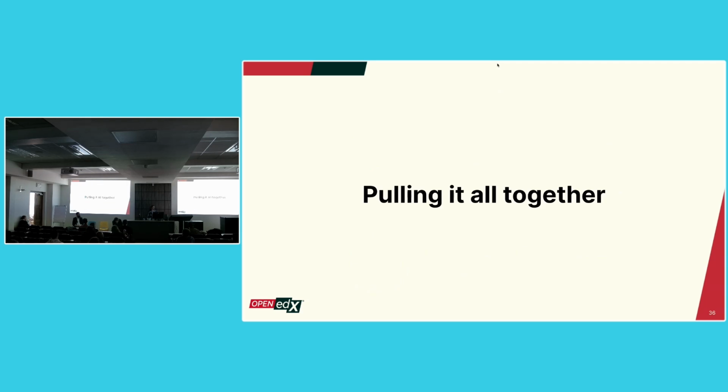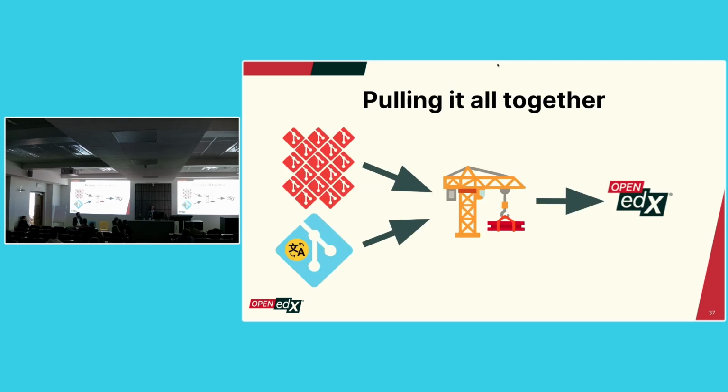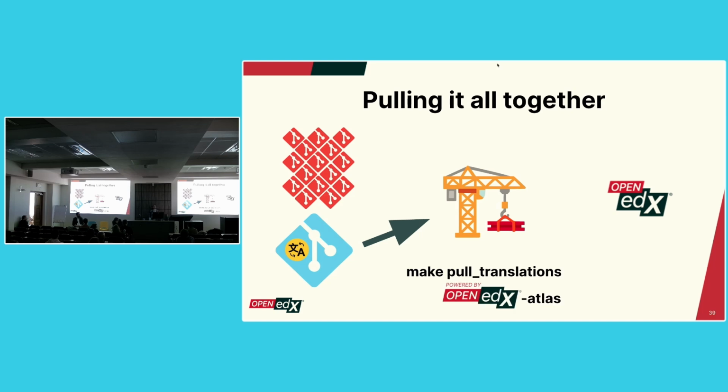And so when we're pulling it all together, we now have all of the repos with the source strings and the formatting logic. We then have the OpenEdX translations repo with the translated strings, and then at build time, we can pull those together and create that translated platform for learners. And this happens with make pull translations. This is a new target in the make files that exist in every repo that we need translations for. And this is powered by the OpenEdX Atlas tool.